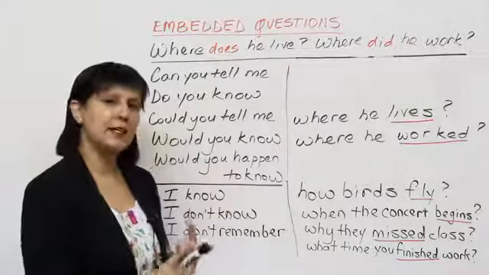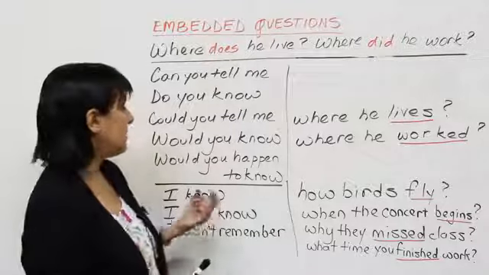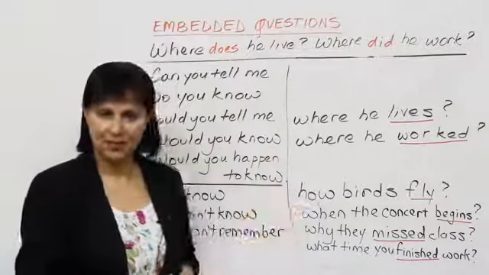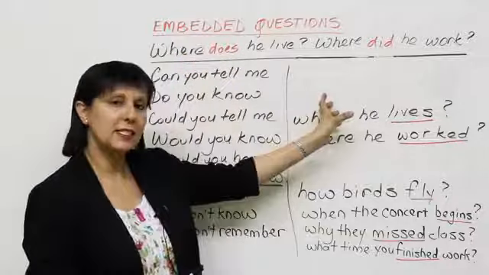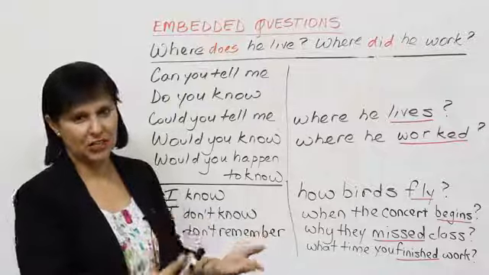Okay. Something like that. The mistake that's made is that students sometimes say, can you tell me where does he live? So they take the question from up here and they leave it the same even with the tag. But you can't do that. You need to change it.